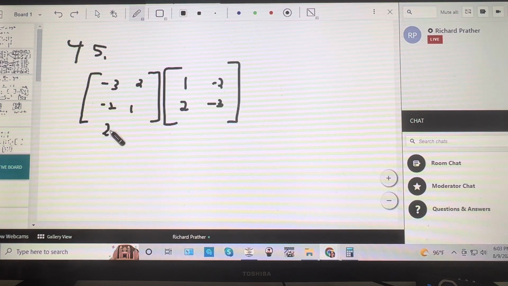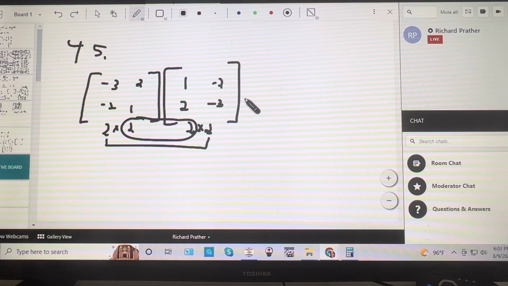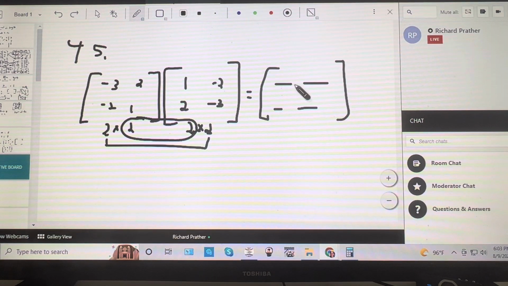A 2 by 2 times a 2 by 2 is possible because the inside dimensions match. And then the outside dimensions are the size of the answer. We're going to get a 2 by 2 answer. And all we really care about is if it's 1, 0, 0, 1, then yeah, these are inverses of each other. If in any slot I don't get the 1 or 0 I'm looking for, then we can stop. So remember, you use the rows of the first matrix and the columns of the second matrix.